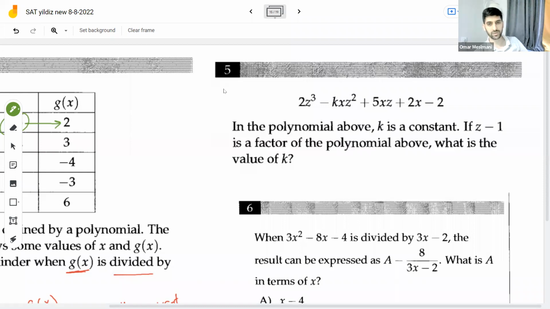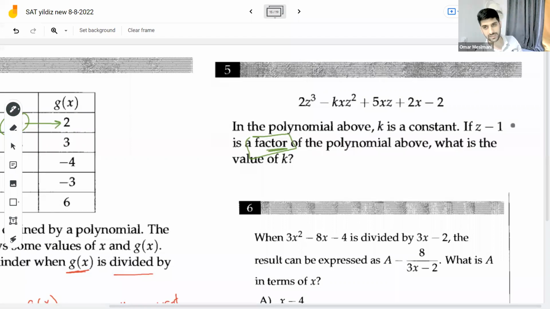All right, so we have 3z cubed minus kxz squared plus 5xz plus 2x minus 2. If the polynomial above, k is a constant, if z minus 1 is a factor of the polynomial, what is the value of k? I just told you the concept of having a factor. What does it mean? Who knows? I just explained this. It means to make it 0.